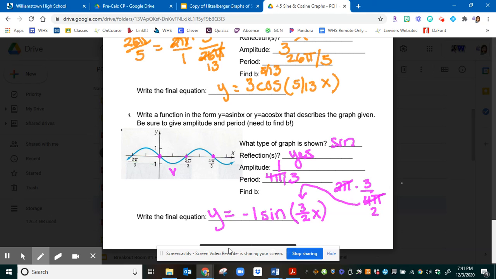So again, it is very important that you know your parent sine and cosine functions and understand how to find amplitude and period, understand reflections, understand vertical shrinks and stretches as well as horizontal shrinks and stretches, and how to find the period given an equation to solve backwards. Okay, and that is it. Great job.